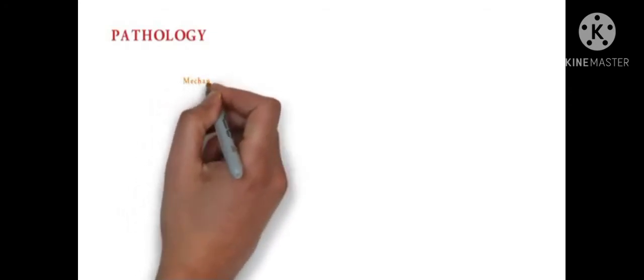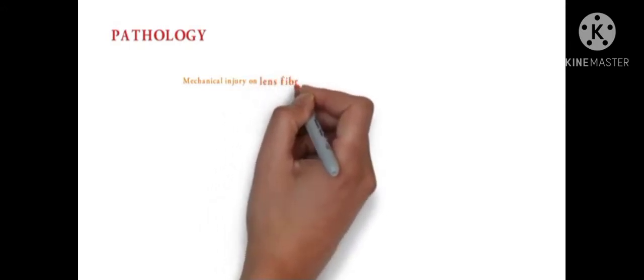Now we are going to discuss what pathological changes occur in the lens which give rise to traumatic cataract. So the pathological changes occur partially due to the mechanical effects of the injury on the lens fibers.